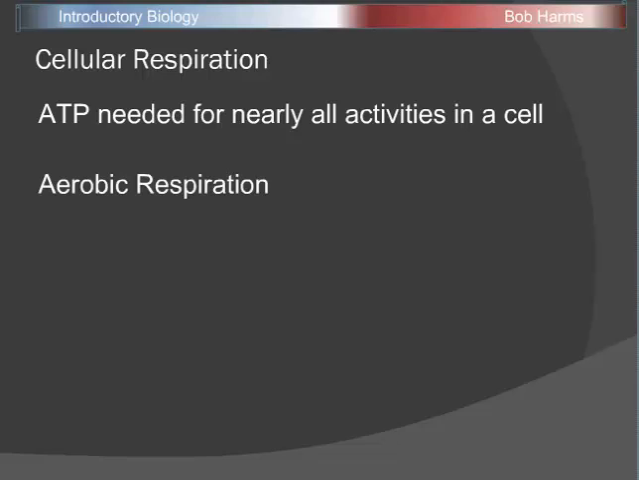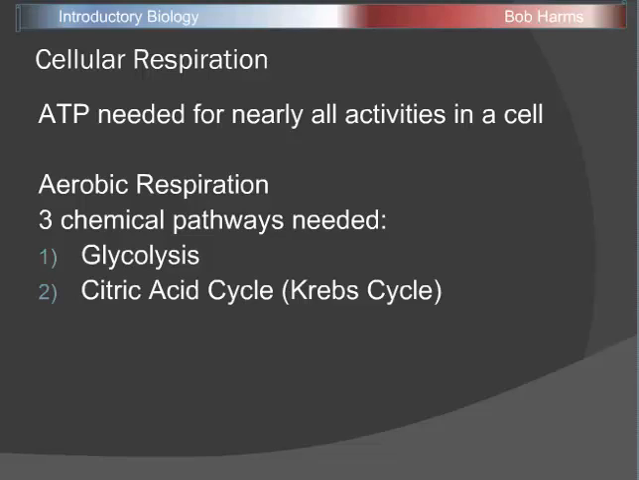Now, if we look at aerobic respiration with oxygen, our method of respiration for humans and other animals, any organism that requires oxygen, plants as well, there are 3 main chemical stages or pathways to get us from potential energy to ATP. And those 3 stages are glycolysis, the citric acid cycle, or sometimes it's referred to as the Krebs cycle, and then oxidative phosphorylation.